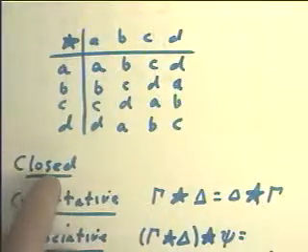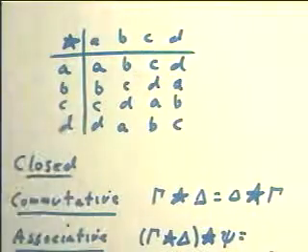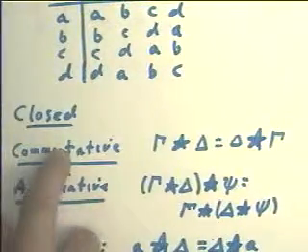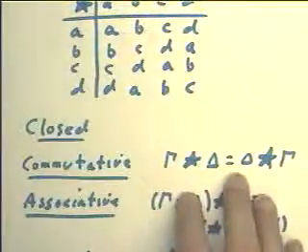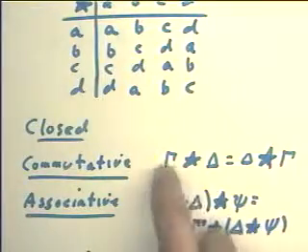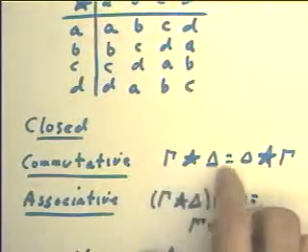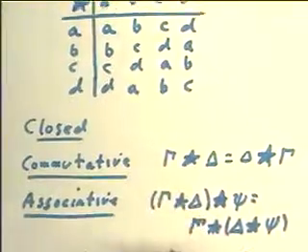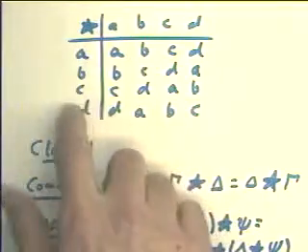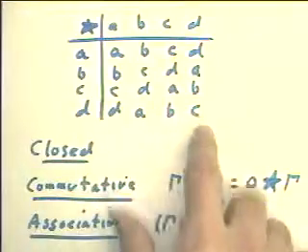This operation is closed because we get only A's, B's, C's, and D's when we operate on and with A's, B's, C's, and D's. It's commutative because whatever two elements we combine, and we're going to call them Greek capital Gamma and capital Delta, just letting Gamma stand for any of these letters, A, B, C, or D, and letting Delta stand for any of them, if we do Gamma star Delta, it's the same as Delta star Gamma. How do we know that? We know that because the rows correspond to the columns. The row for D is the same as the column for D. All the letters are in the same order in the row as they are in the column.